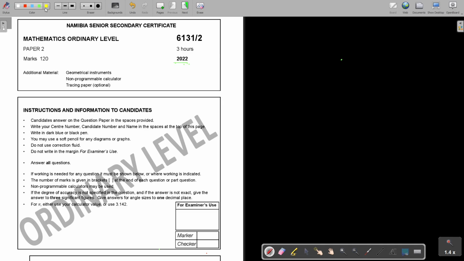Now, in the previous one I went through all of them, but in this one I'm just going to highlight a few important things. Give the answers of the angles correct to 1 decimal place. And for pi, either use the symbol on your calculator, or the value 3.142. I don't want to waste too much time going through all the instructions again, but it's very important that you tick them off and make sure you did everything before you start with the question paper.